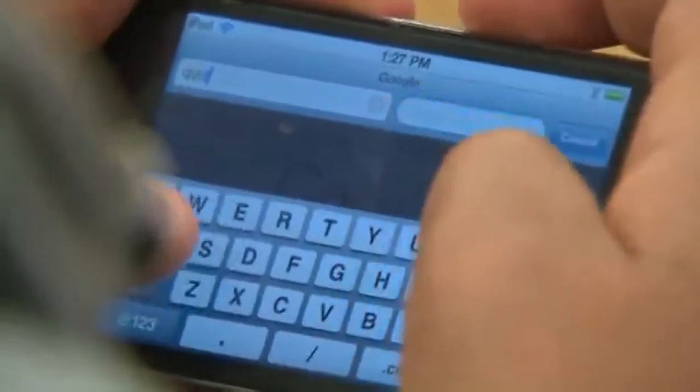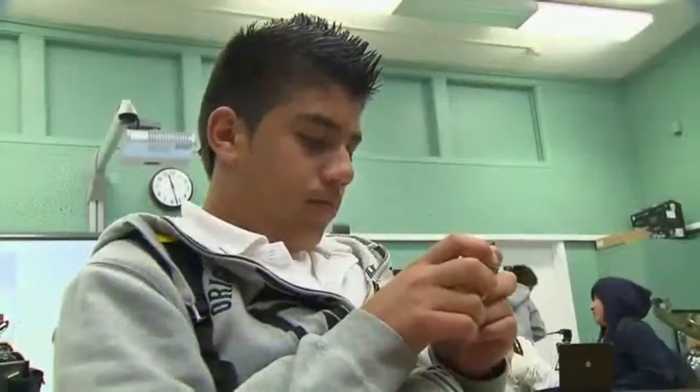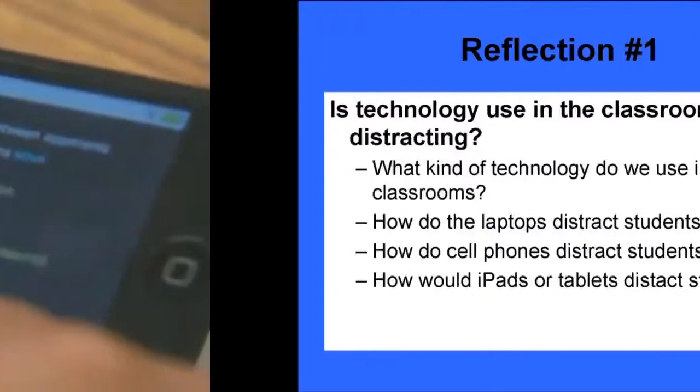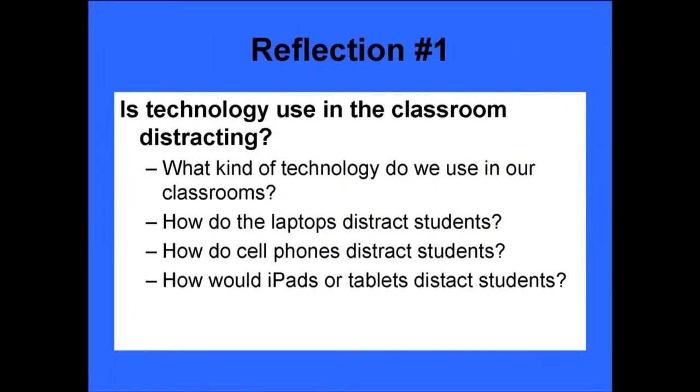The distractions are seemingly everywhere. 8th graders with their electronic devices busy sending text messages during history class. Is technology use in the classroom distracting?